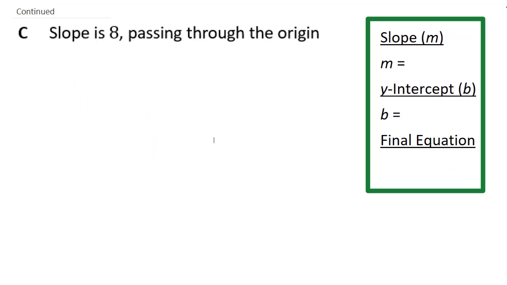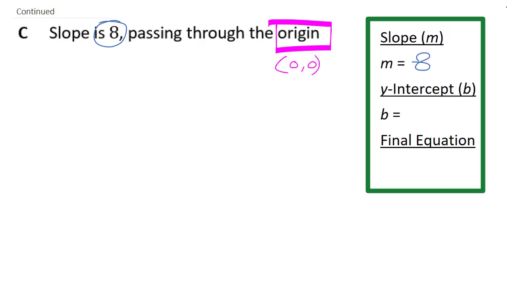All right, in example C, once again, they give us the slope. So they save us a lot of work. The slope is 8, so m is 8. But they don't seem to give us a point. They tell us, though, the line passes through the origin. So what's the origin? Remember, that's the point 0, 0. So they did give us a point.